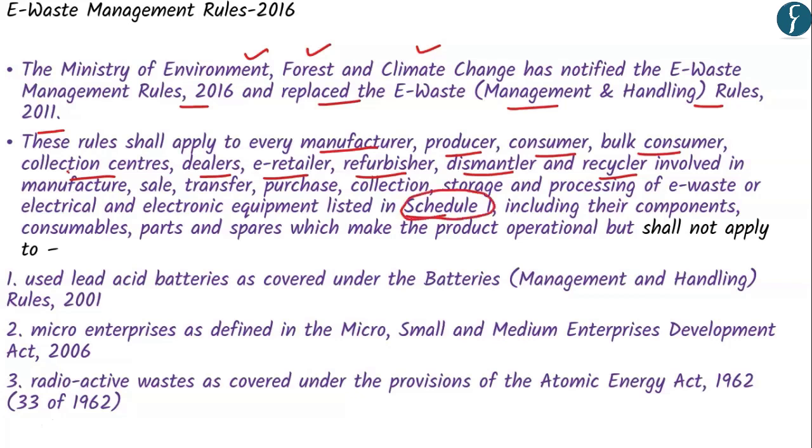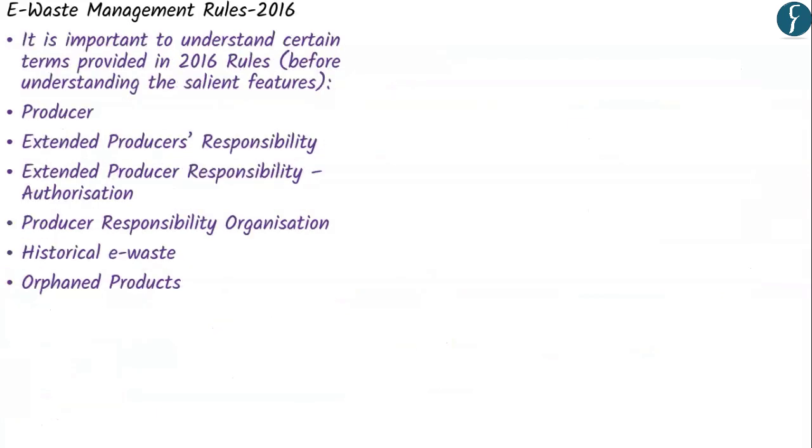listed in Schedule 1, including their components, consumables, parts and spares which make the product operational, but shall not apply to: first, used lead acid batteries as covered under the Batteries Management and Handling Rules of 2001, micro enterprises as defined in Micro, Small and Medium Enterprises Development Act of 2006, radioactive waste as covered under the provision of Atomic Energy Act of 1962. Before moving further, let's first understand the various parties of e-waste management rules.